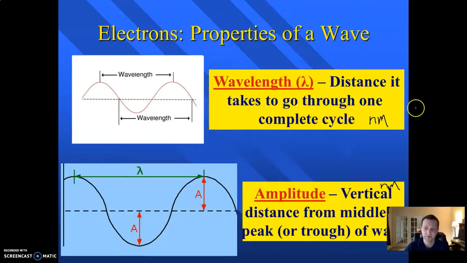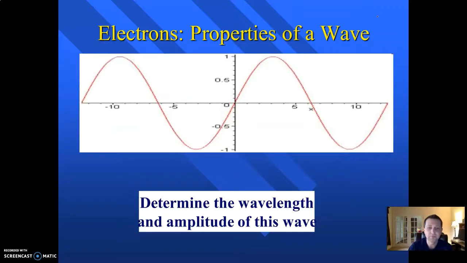Another unit of length we can use is an angstrom. So you might see it as an angstrom, you might see it as a nanometer. Either way, both of those are a unit of length. And we talked about angstroms earlier in the unit when we talked about the size or diameter of an atom. So the wavelength and amplitude of this wave, you can take a look at it and try to figure out what the wavelength is and what the amplitude is. I'll give you a second to do that.